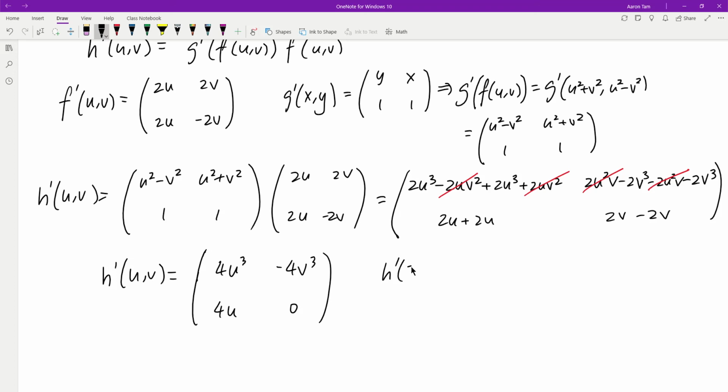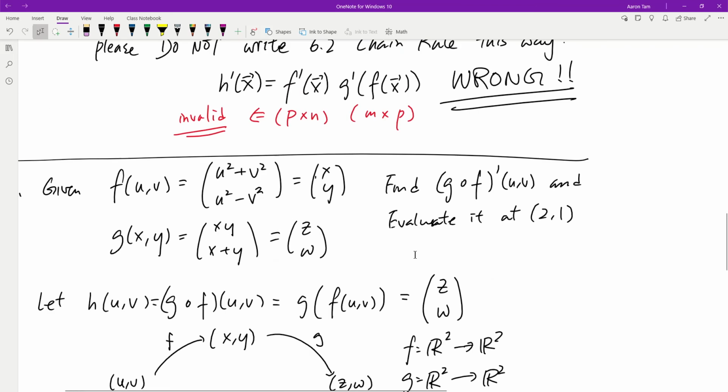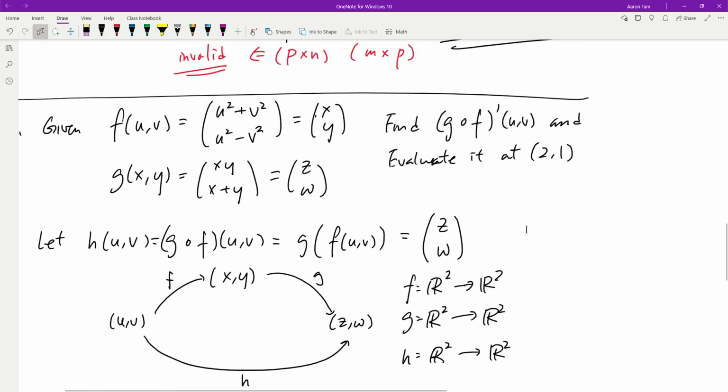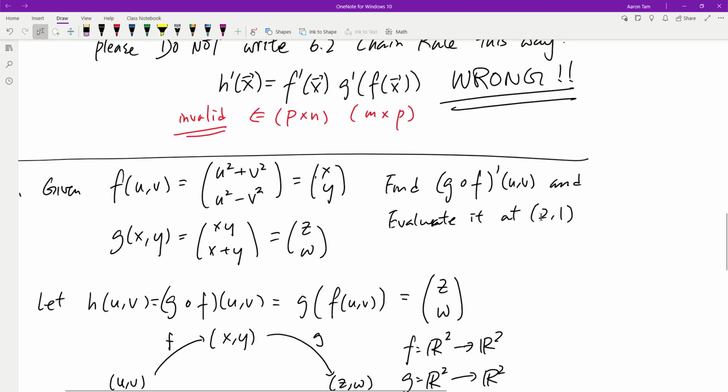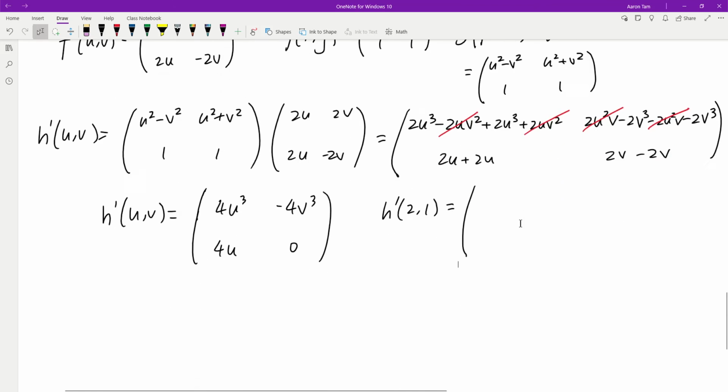And if I evaluate this at (2, 1), notice I can directly plug it in, because 2 in this case represents u, and v represents 1. How do I know that? Because it asks me to evaluate g of f prime of uv, so the input has to be uv, therefore the value that I'm given has to be for uv. And if it's not for uv, I will have to specify that so that you don't get confused.